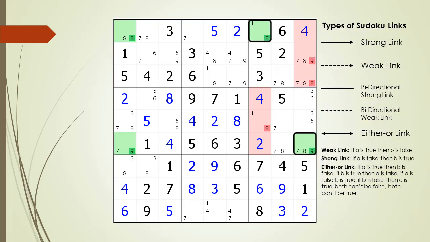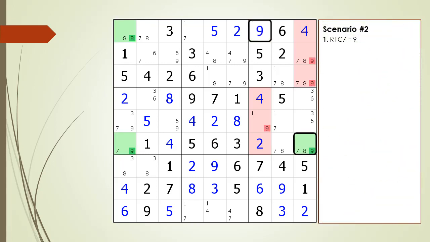Next, we consider scenario number 2. This time, we have a value of 9 in cell 1, 7 as shown. With cell 1, 7 having a value of 9, all the target candidates in the kill zone are killed.